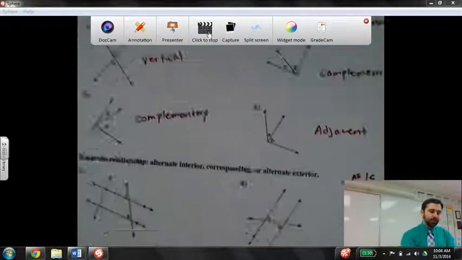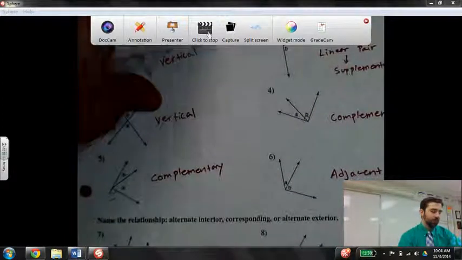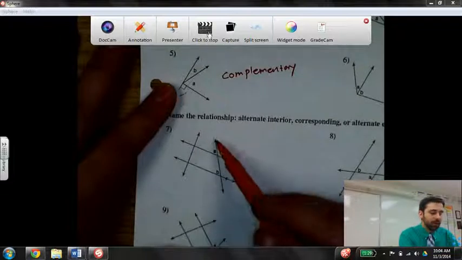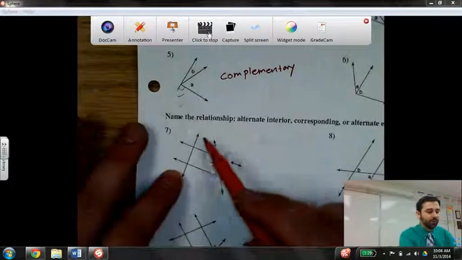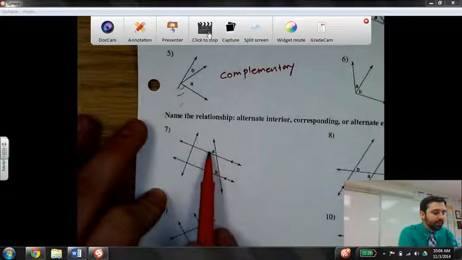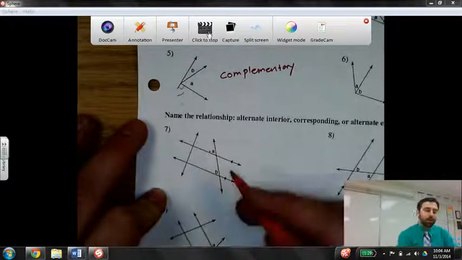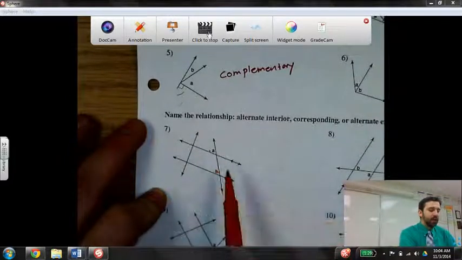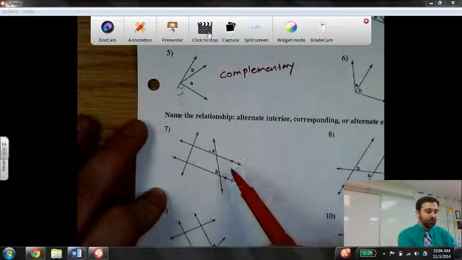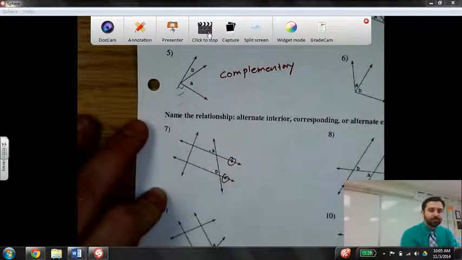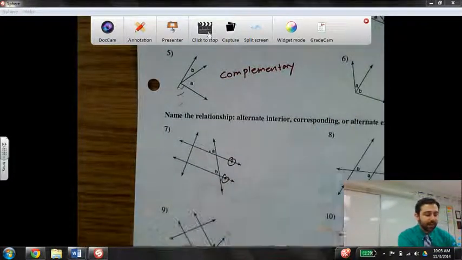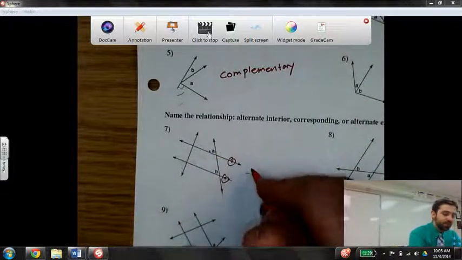Looking at number 7, we see that these two lines are cut by this transversal over here. We can ignore this line over here. We have A and B. These angles A and B are not both inside or outside of these two parallel lines, which we know are parallel based off of these markings. Since they're not inside or outside, we can see that they are corresponding.